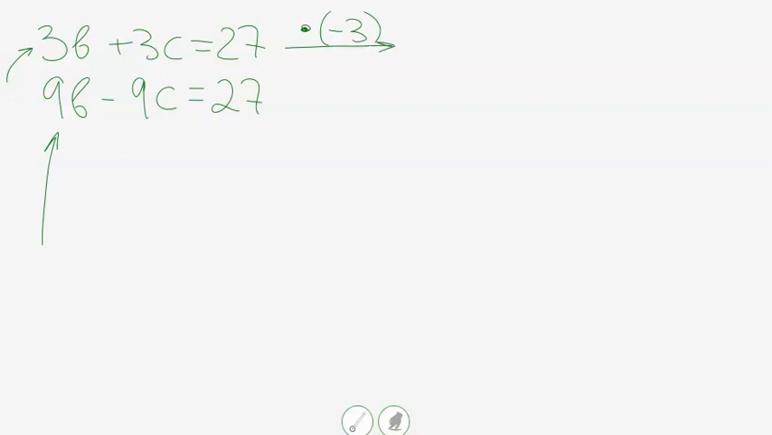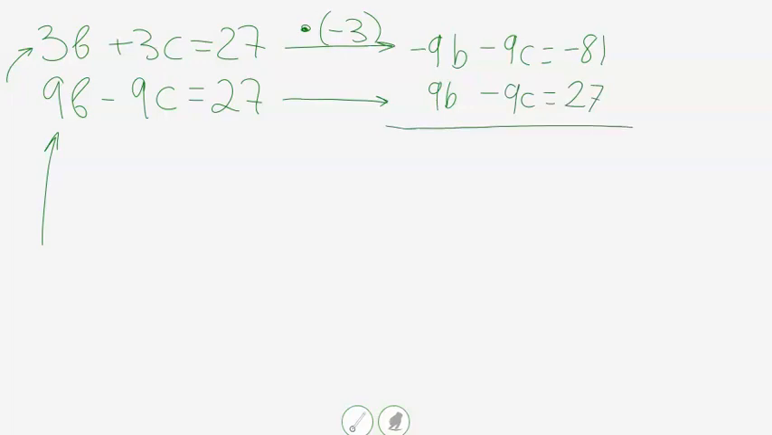Let's check it. We have -9b minus 9c equals -81. The second equation we just rewrite: 9b minus 9c equals 27. Okay, now we're ready to add them up vertically.